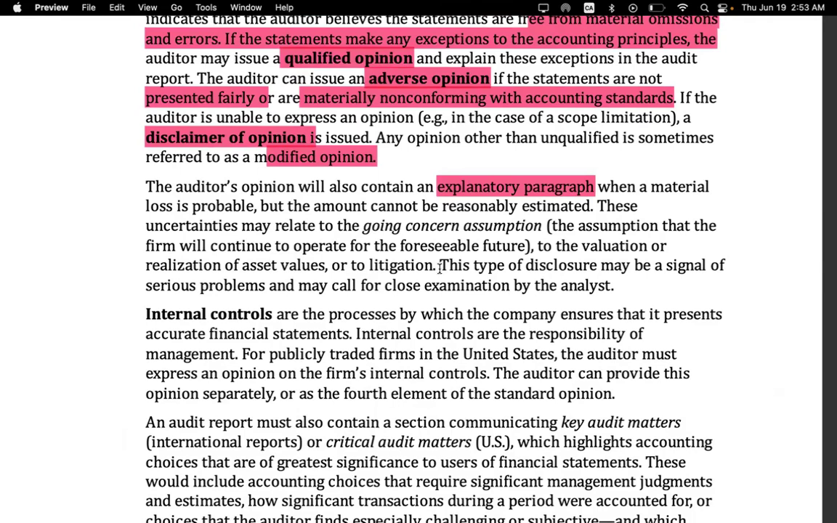Litigation, we are not sure. We think that there is a possibility of a court case happening, which may cost this company a lot in the future. So any type of major uncertainty, which is pretty disastrous for the company, would be in this explanatory paragraph. This type of disclosure may be a signal of serious problems and may call for close examination.